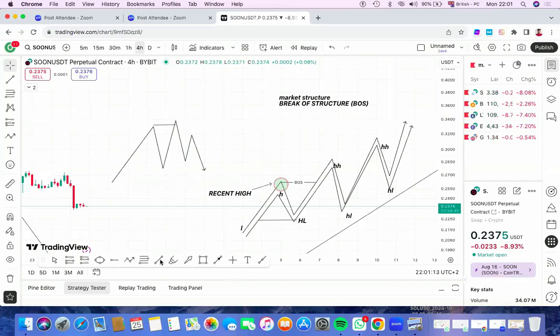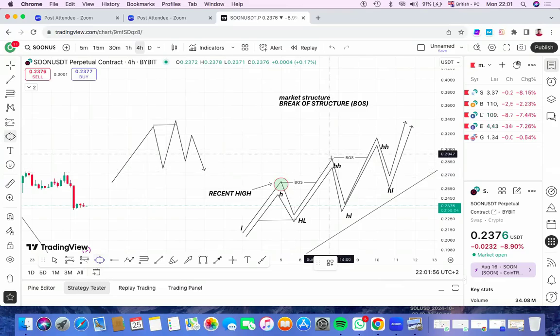Now we go ahead and create this structure. This is a BOS. For us to have a valid structure, there has to be an impulsive move to the upside, a pullback leg to the downside, and then the market has to break the recent structure. This has formed a structure by creating a high, creating a higher low, and then breaking out of this recent high to create a new high over here, which is now our higher high.